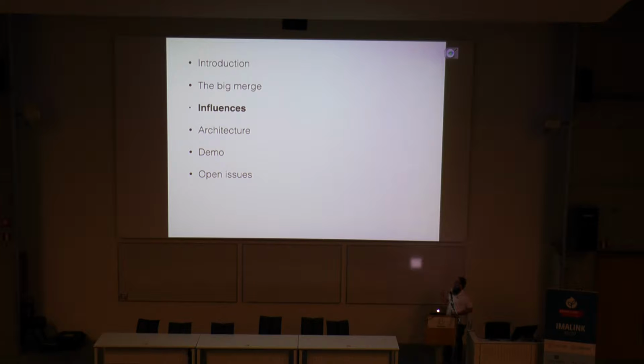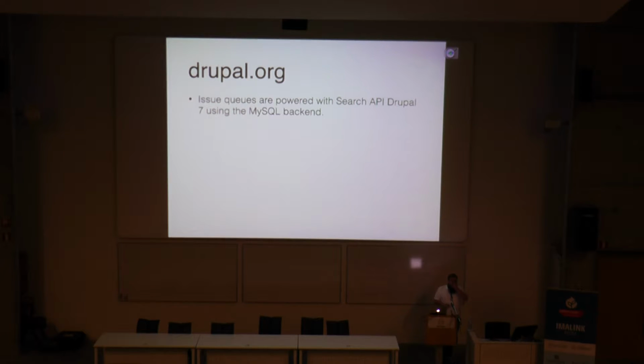I'm quickly going to touch on a couple of things that helped us create Search API. One being Drupal.org. As you may know, the Drupal.org website is a Drupal 7 website, and the issue queues on Drupal.org are built on Search API, and they use a MySQL backend. So that means if you are building a website and you need to provide search and you have fewer nodes than Drupal.org, you can do it in MySQL. And I'm assuming most of us here don't have the amount of nodes that Drupal.org has.